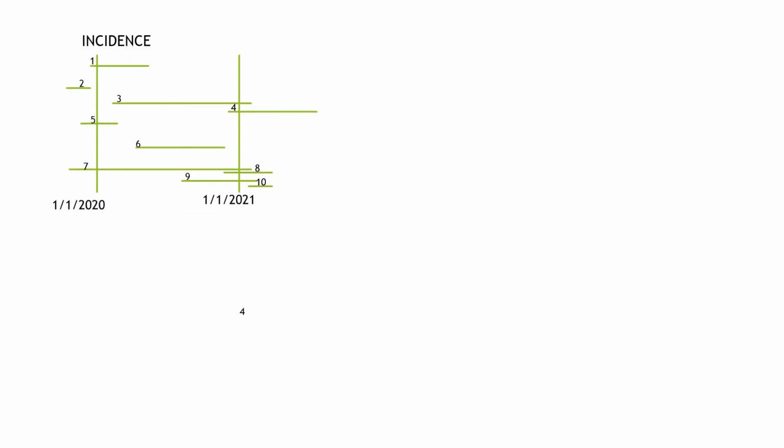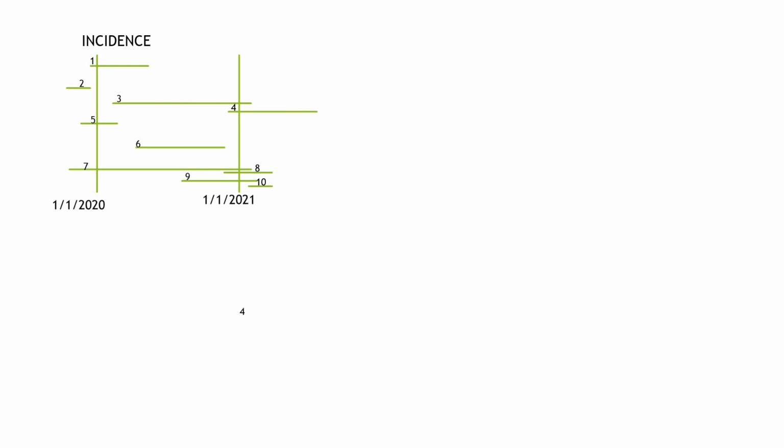answer itself. So let us look at this representation. It shows the number of cases between the period 1st of January 2020 and 1st of January 2021. And it shows there has been a total of 10 cases in this whole period of 1 year. The first case, the second case, third, fourth, fifth, sixth, seventh, eighth, ninth, and 10th.